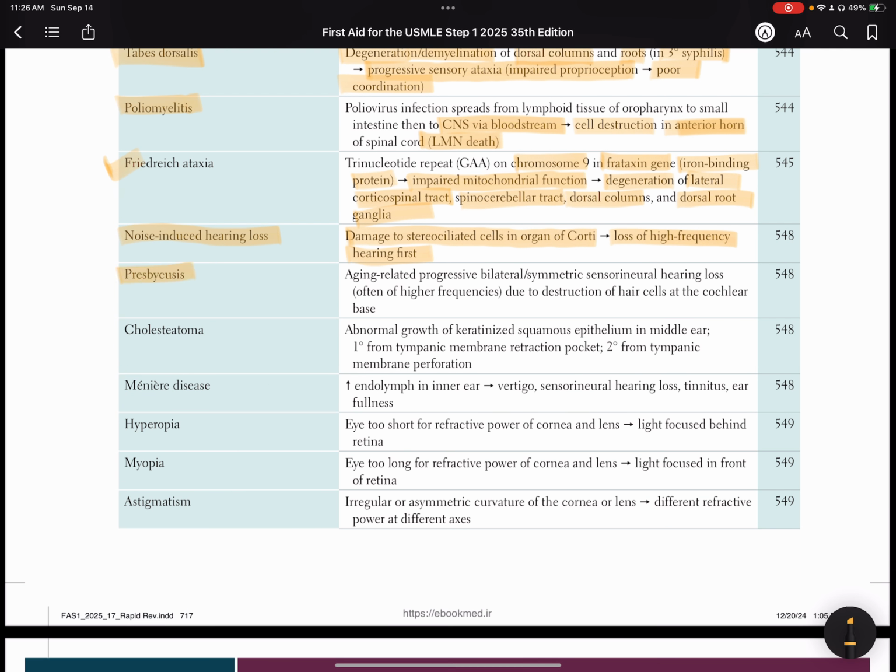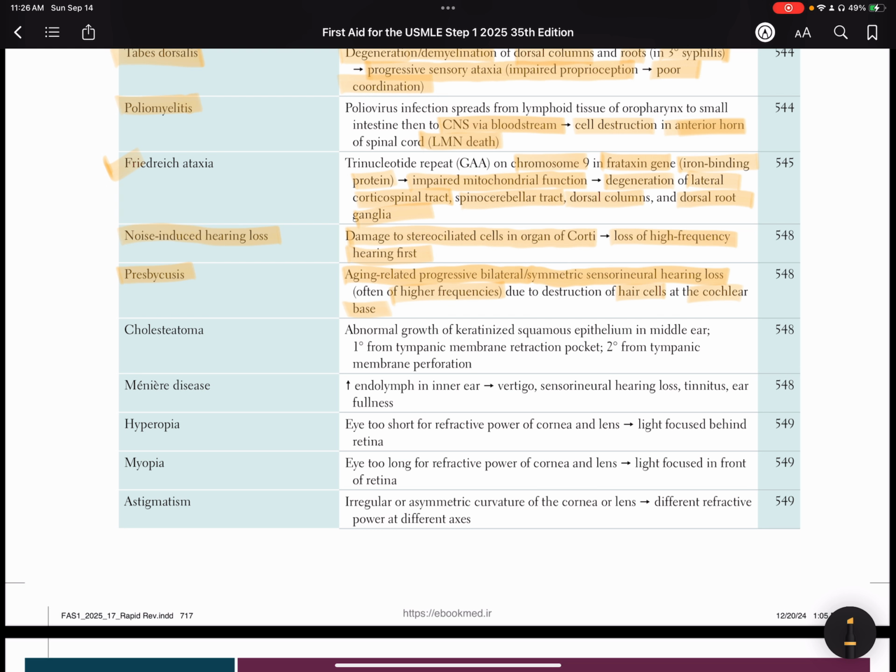Next is presbycusis. Presbycusis is age-related progressive bilateral symmetrical sensorineural hearing loss, often of higher frequency, due to destruction of hair cells at the cochlear base.